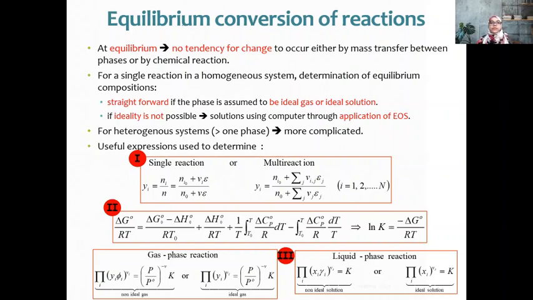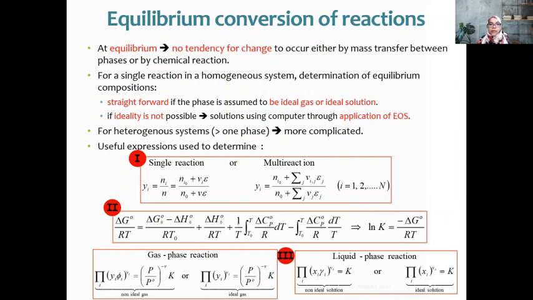So in conclusion, the equilibrium means there is no tendency for change to occur, whether by mass transfer between phases or by chemical reaction. Okay, for the single reaction in a homogeneous system, we can use a straightforward solution if the phase is assumed to be ideal gas or ideal solution, but ideally it's not possible. So we should use a computer through the application of an equation of state to solve the problem. Okay, for the heterogeneous system, in which the reaction has one or more phases, it is more complicated.